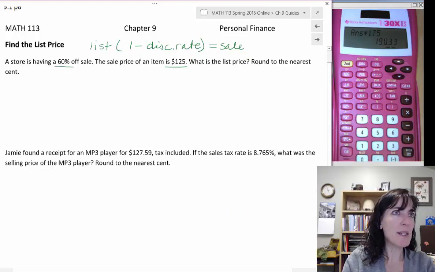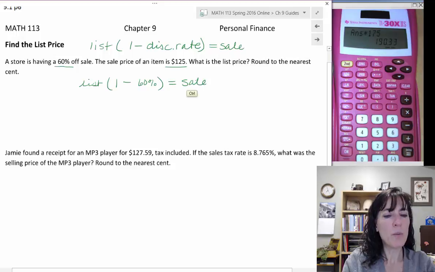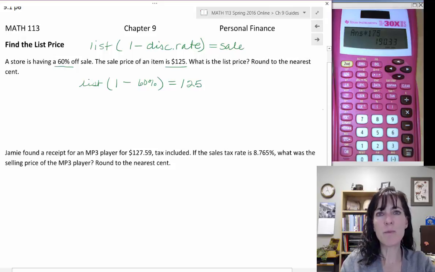So the list price, I do not know. So I can put in an X for it, or I can just leave it as the word list. So I might say list times 1 minus discount rate, so that's going to be 60%, equals sale. And the sale price we know is $125.